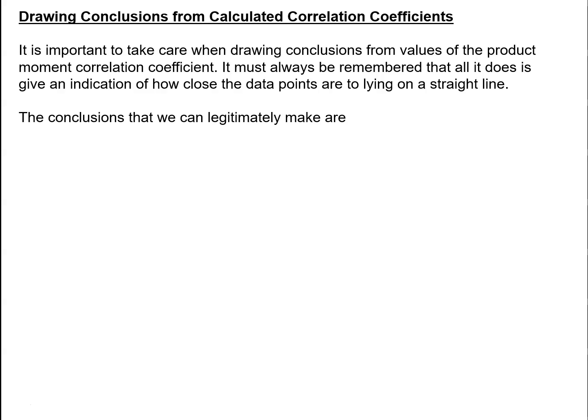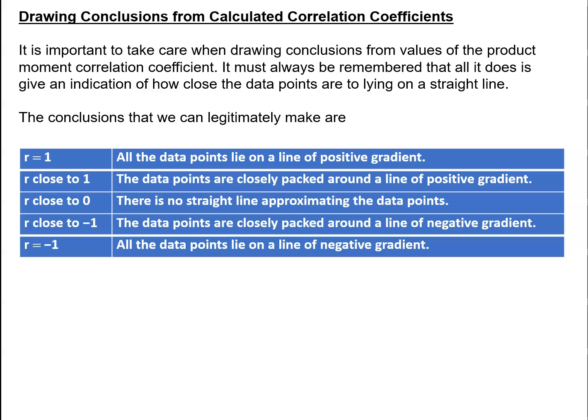So the conclusions that we can legitimately make are, if r equals 1, then all of the data lie on a line of positive gradient. If r is very close to 1, then the data points are closely packed around a line of positive gradient. If r is close to 0, then there's no straight line approximating the data points. If r is close to minus 1, then the data points are closely packed around a line of negative gradient. And if r equals minus 1, then all of the data points lie on a line of negative gradient.